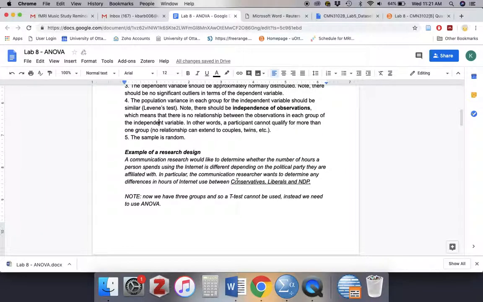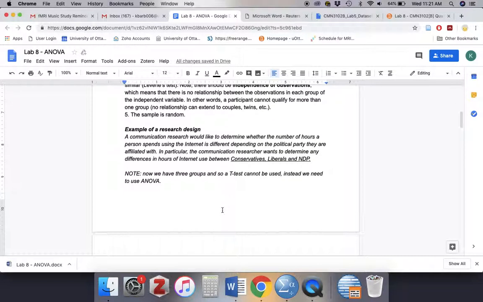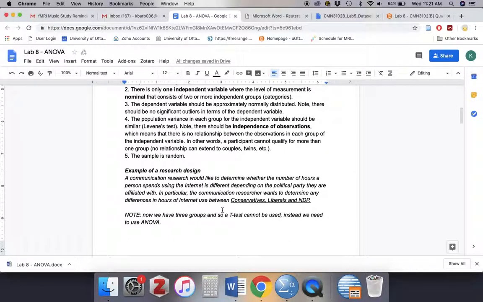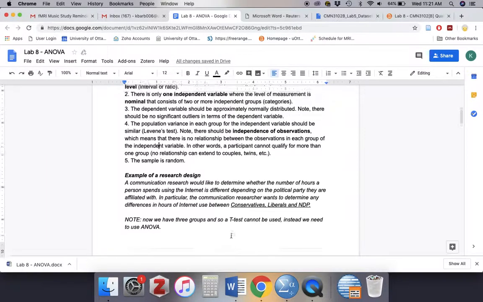For Anova, we're still having the IV at the categorical level. It just has another factor added on. So it has to have at least three or more levels to that one categorical variable.